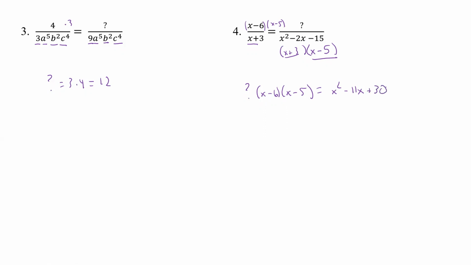And so that then is going to be my numerator, because what I had to do is I had to multiply both numerator and denominator by x minus 5 on this original rational expression to get that denominator here, and so I also have to do it in the numerator there.